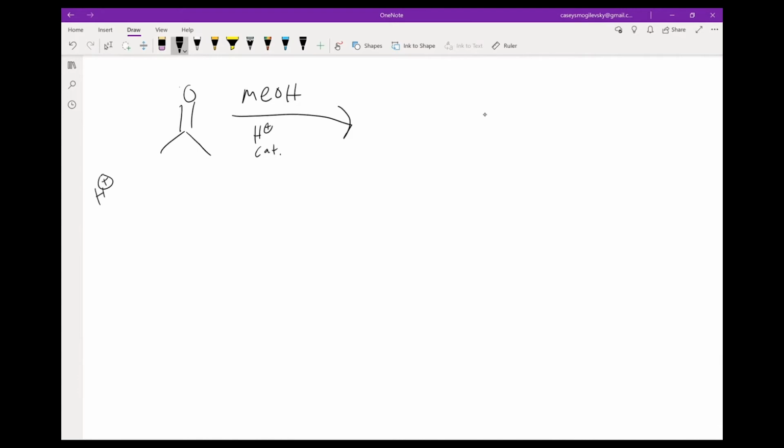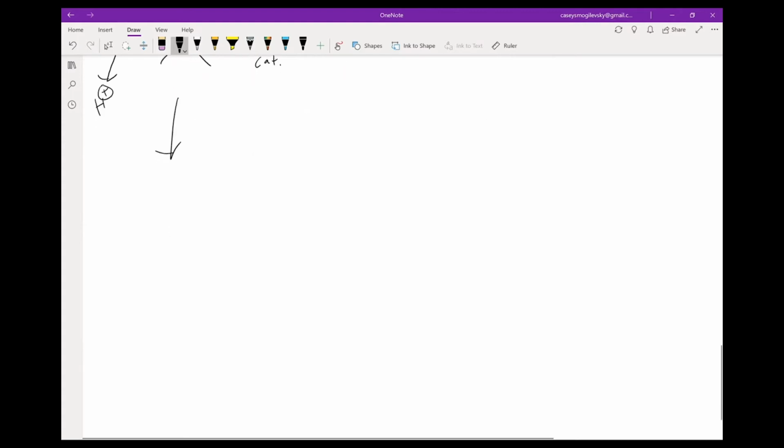Well, it can protonate a variety of things, but one of the things that it can protonate is the oxygen of the carbonyl. And what you're going to form is this positively charged protonated carbonyl. Now, many of you might be wondering, okay, so how does this help? Why do we want to do this?